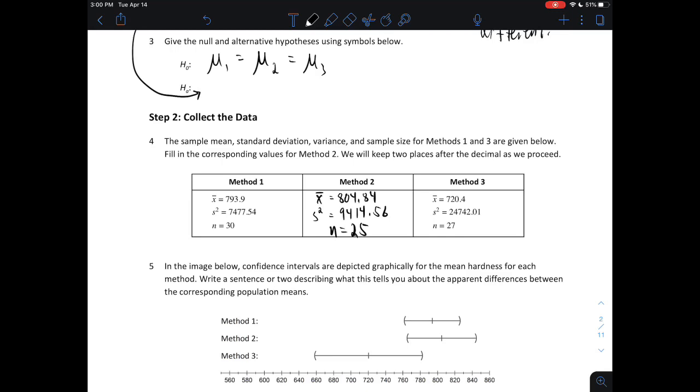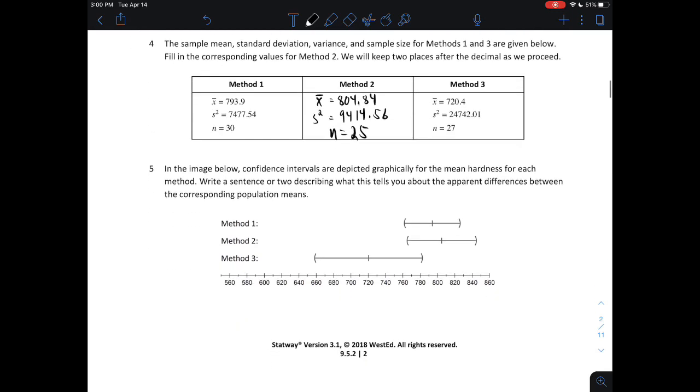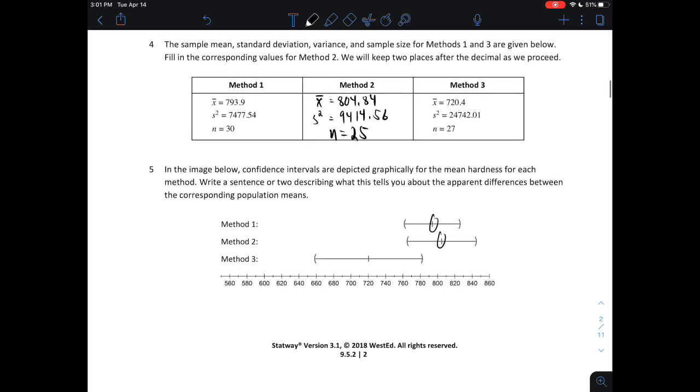So number 5. In the image below, confidence intervals are depicted graphically for the mean hardness for each method. Write a sentence or 2 describing what this tells you about the apparent differences between the corresponding population means. So if we look at this confidence interval, think back to a previous lesson where we saw the differences in medication. We can see that the mean, which would be the center of these confidence intervals, they are definitely in different places, and one of them, for method 3, is certainly much more different from the other 2.